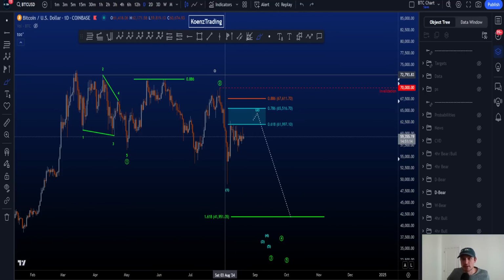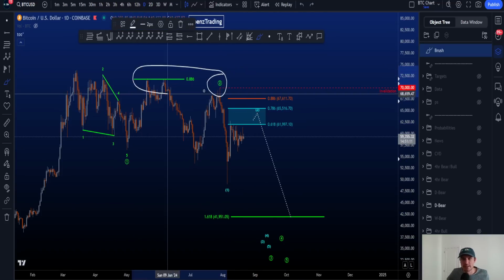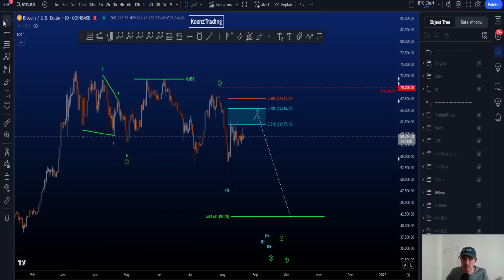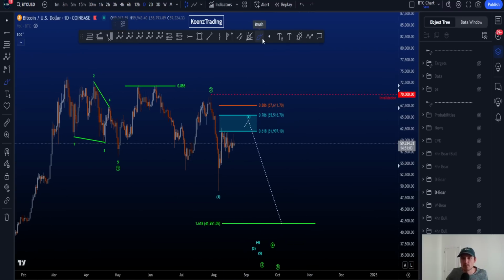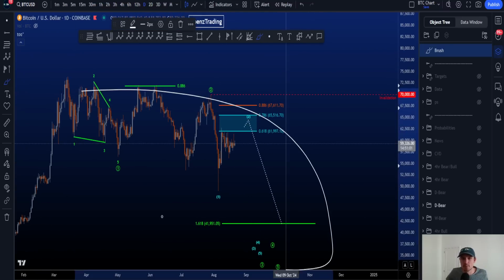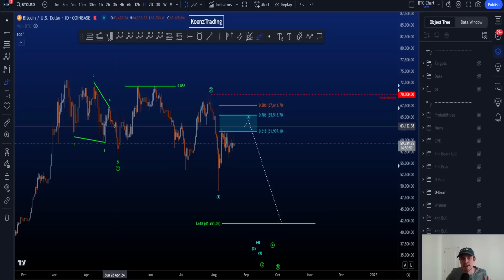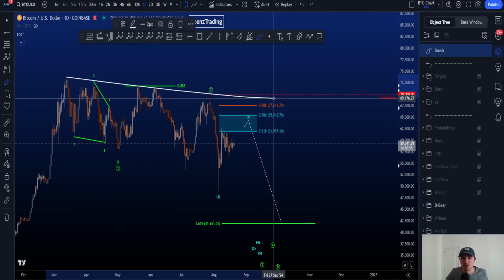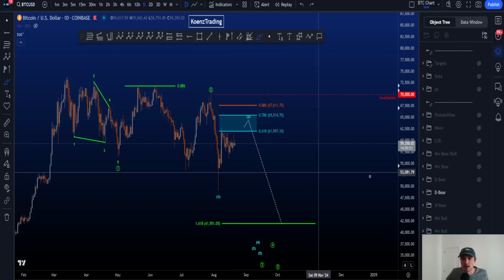What lowers the probabilities is that this wave 2 hit the 0.886 Fibonacci taken from the start to the end of 1, which is a very rare target for a wave 2 and significantly lowers the probabilities for this to be an impulsive structure to the downside. It increases probabilities that what you see here is corrective, which in turn increases probabilities to still take the highs.